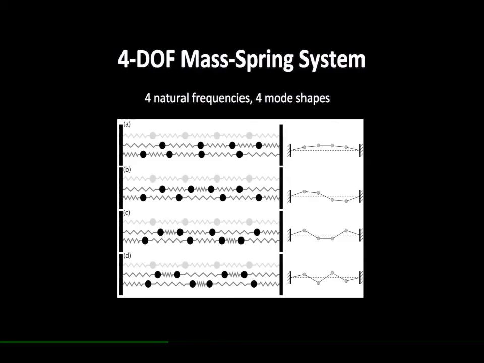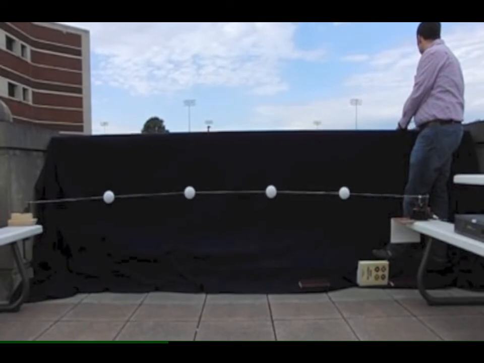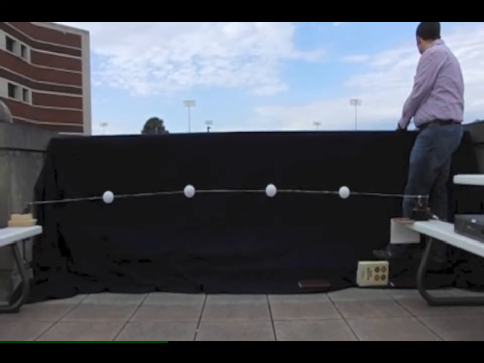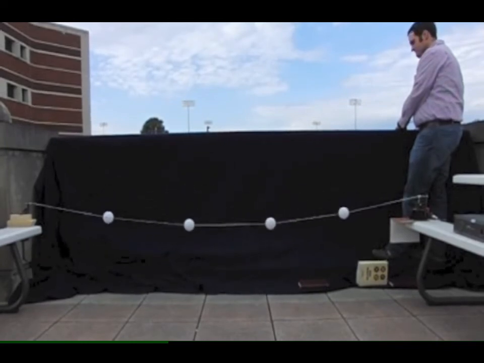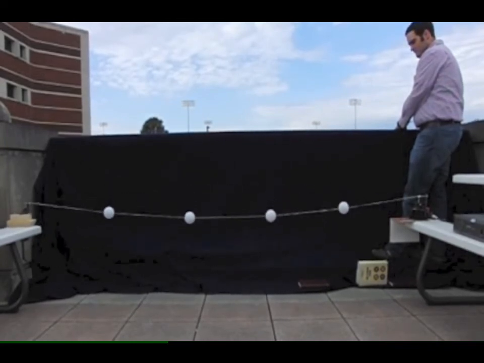Hopefully by now you'd be able to guess that a 4 degree of freedom system would have 4 natural frequencies. In the first mode, all four masses move together, the outside two with slightly less amplitude than the two in the center, but the entire system moves in the same direction at the same time.